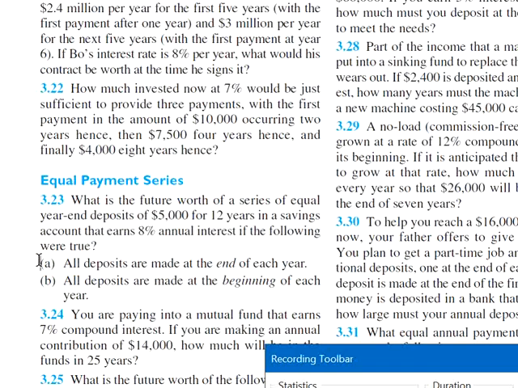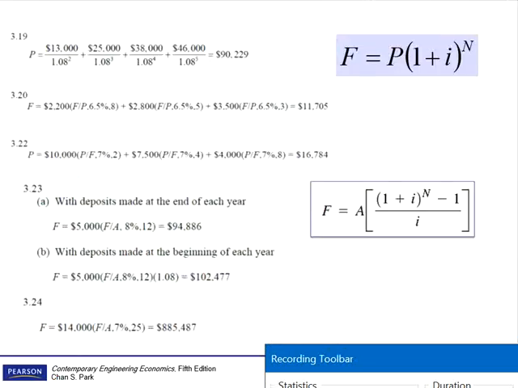So part A, with this condition, what is the F? This is what we need to calculate. Part A, with deposit at the end of a year, and this is the formula to calculate F, which is F equals A times (1 plus i) to the power n minus 1, over i.